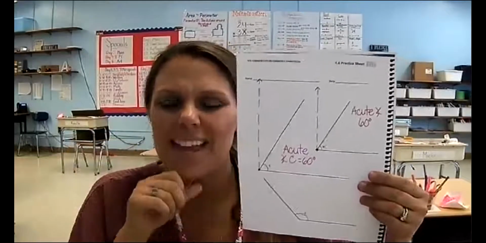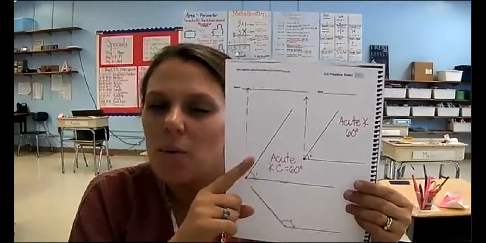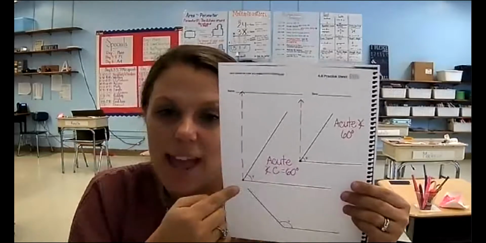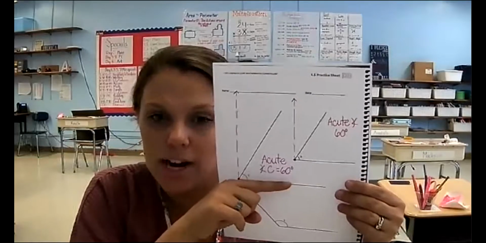And isn't that interesting that this one to me is way bigger than this one? But I need you to remember that we're not measuring the length of these lines or the rays. We're measuring the distance from one ray to another.